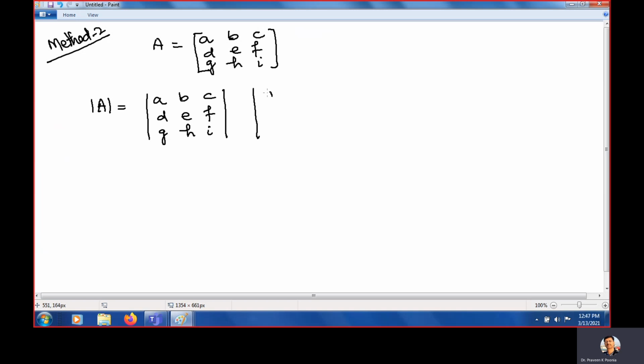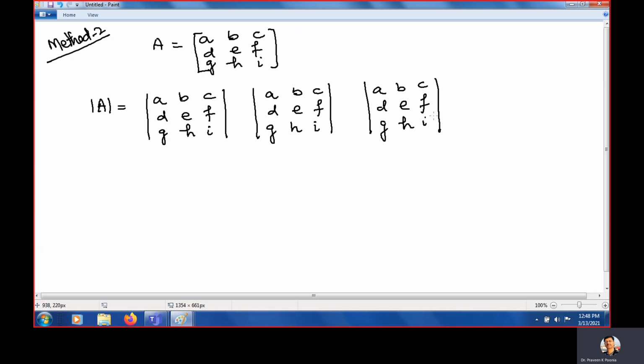Again you write A, B, C, D, E, F, G, H, I. And again you need to write A, B, C, D, E, F, G, H, I. Clear? Mark here plus, mark here minus, mark here plus. This is plus, minus, plus. Here will be the first entry. Here will be the second entry. Here will be the third entry.